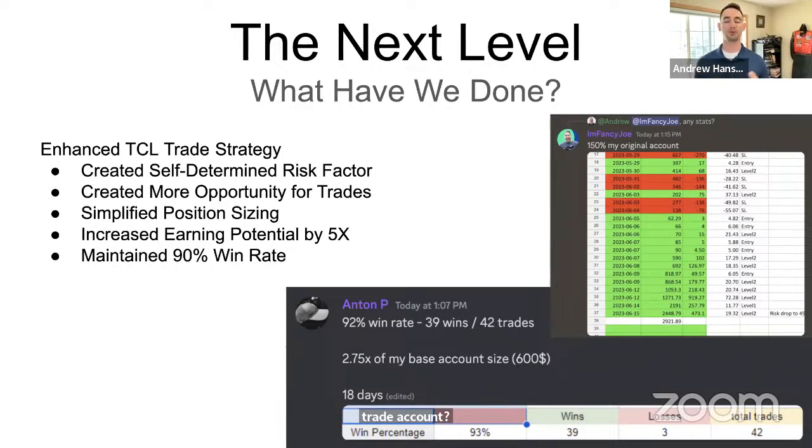And we've created more opportunity for trades, because the way the TCLs were locked into a certain range of price, price had to trend a certain distance for the optimum TCL trade to take place. Now you can trade almost any price range as long as it fits the criteria of the strategy, which gives you more opportunity for trades. We've simplified the position sizing. You need even fewer orders and calculations, yet you can make more money, because we've increased the earning potential by up to 5 times while still maintaining a 90% win rate.